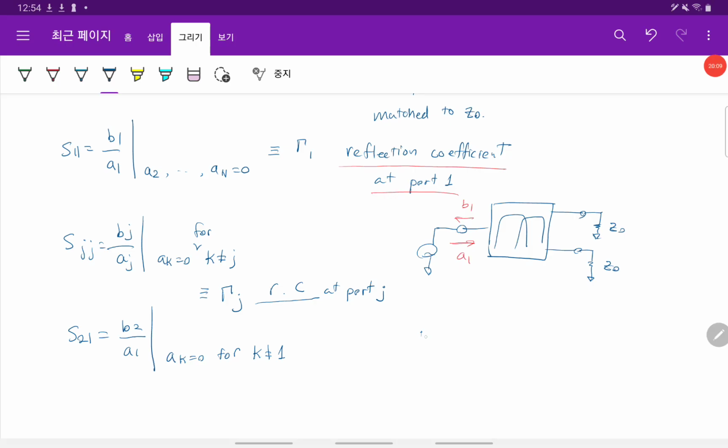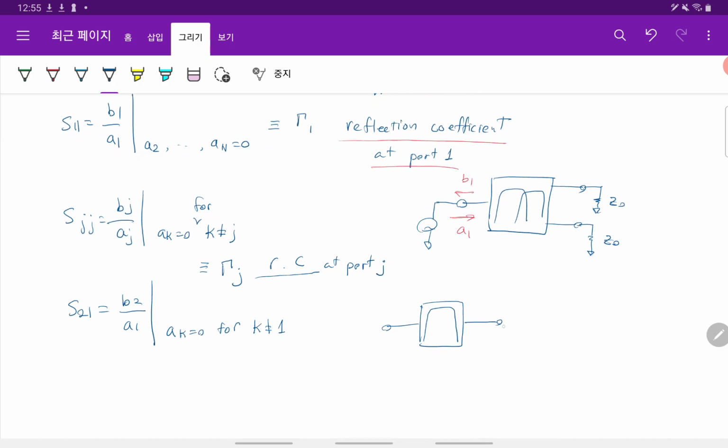So if we start from a filter, two-port measurement should have S21, right? S21 means port 1 and port 2. Port 2 should be terminated to Z0, right? And then if an incident wave comes, some wave will come out to this B2, right? In port 2. So the ratio between A1 and B2 is S21.